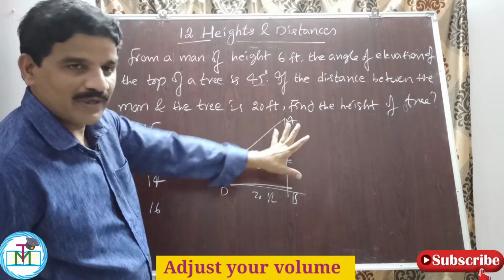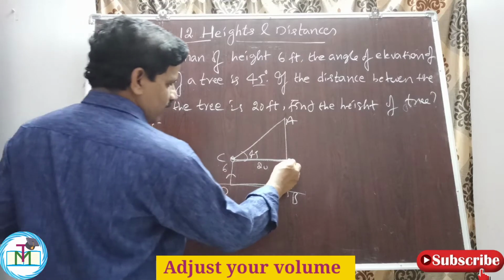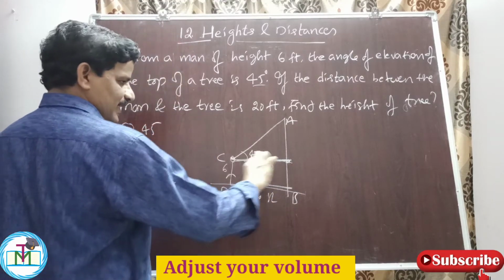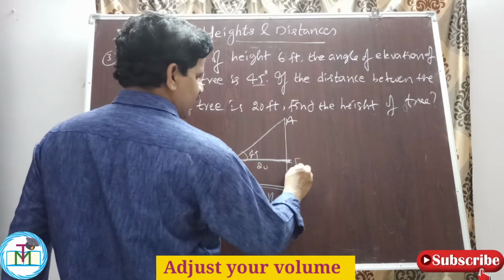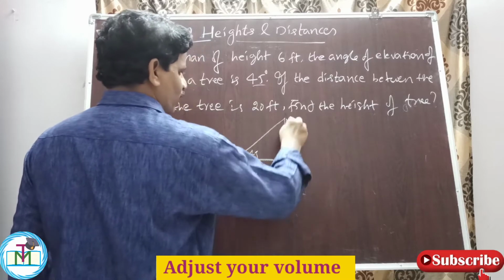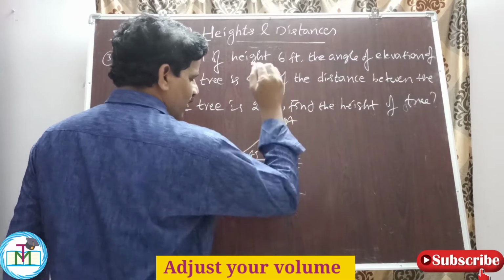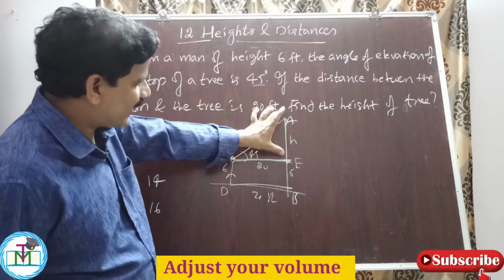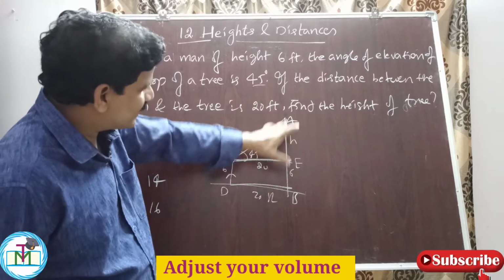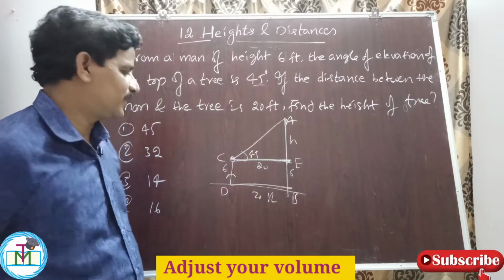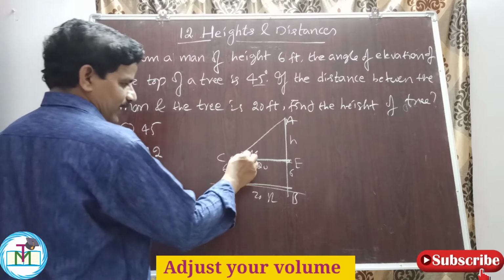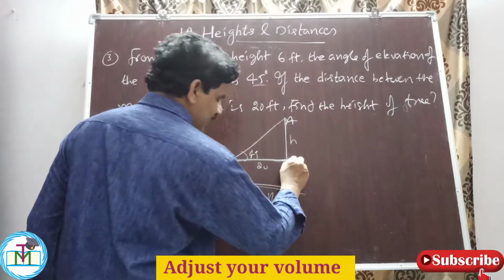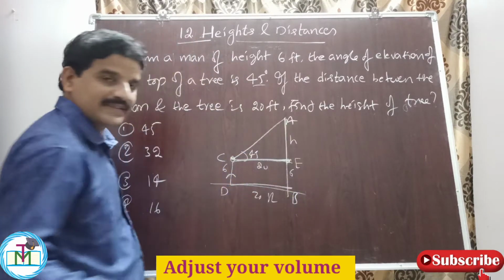So AB can be split into two parts. Up to this point, CD is equal to BE, therefore this is 6 feet. What I have to find is H. So H plus 6 becomes the height of the tree. Therefore, I will apply here: theta is there, the adjacent side is there, I want the opposite side. Same formula.